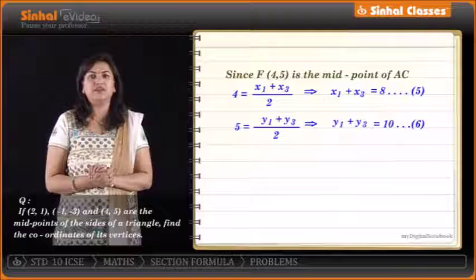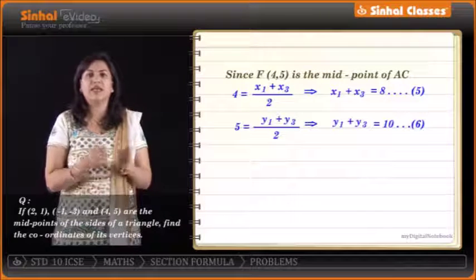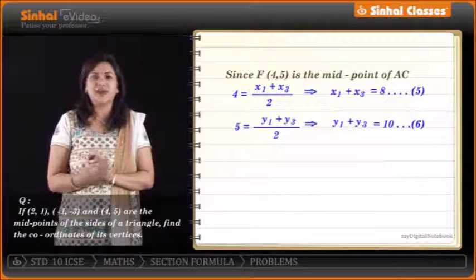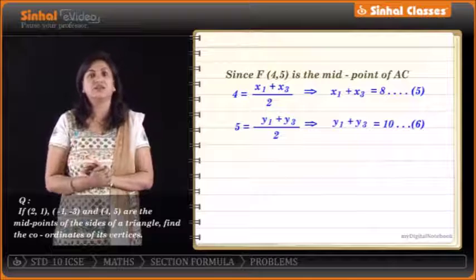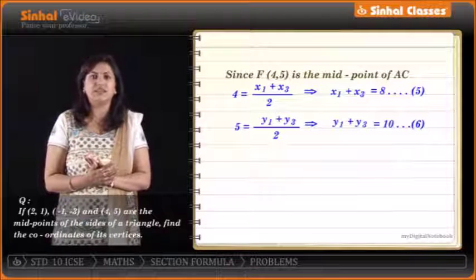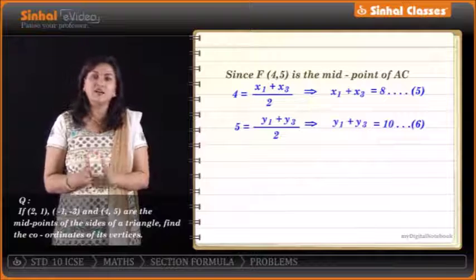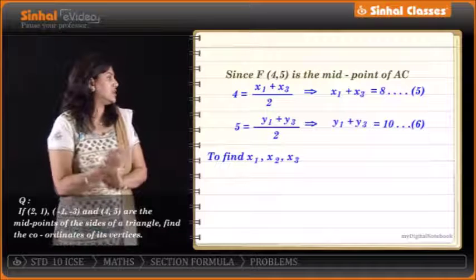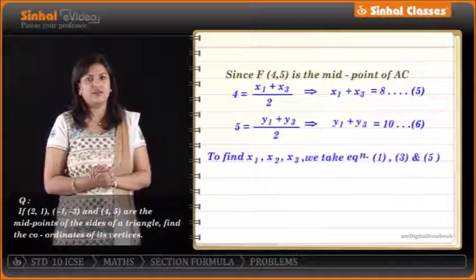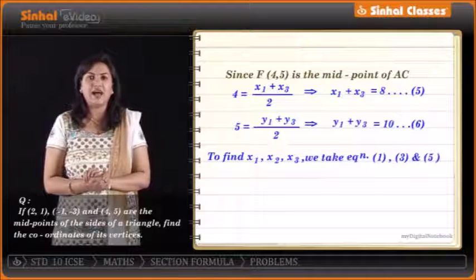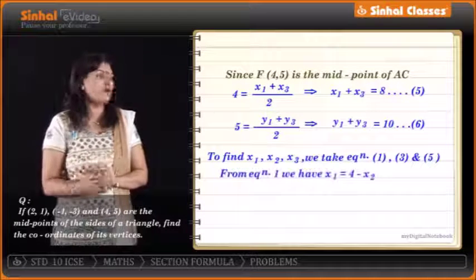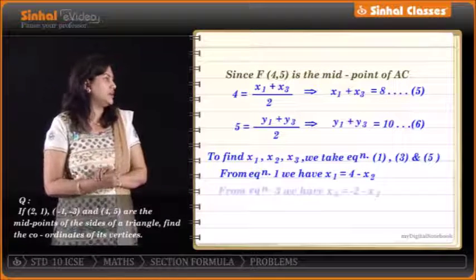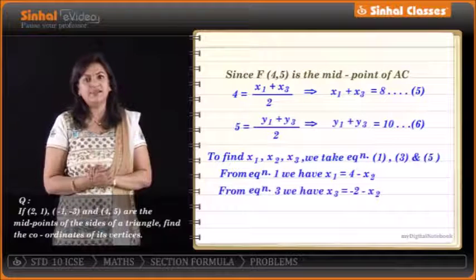Now we have 6 equations with 6 unknowns: x1, x2, x3, y1, y2, y3. Since we have 6 equations with 6 unknowns, we will be able to solve them simultaneously and get their values. First we will find x1, x2, x3. So we take the equations 1, 3 and 5. Now from equation 1, we have x1 is equal to 4 minus x2. And from equation 3, we have x3 is equal to minus 2 minus x2.